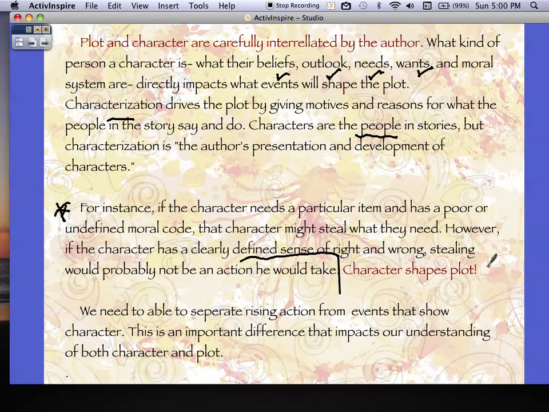Character shapes plot. You need to be able to separate rising action, the character did this, and it's going to cause this, which is going to cause the character to do this. You need to be able to separate that from the actions that show us what the character's like, Jack slamming the knife into the tree. And this is an important difference that impacts our understanding of character and plot. If this isn't clear, stop here, run this back, take good notes, write questions that you can ask me when I see you in class the next day. This is important stuff.